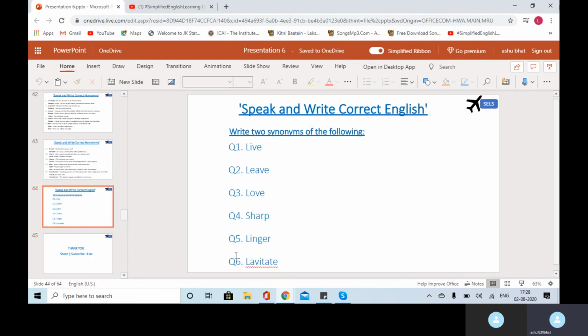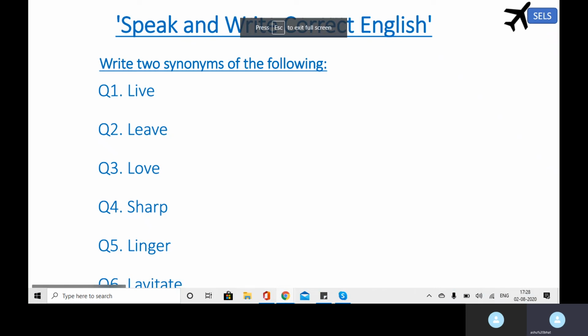I have a small activity for you, and I'd like you to do a simple activity where these 6 words that we have: live, leave, love, sharp, linger, and levitate. Give me at least 2 synonyms of each of them. Mention these in the comments section, and let's take it on from there.